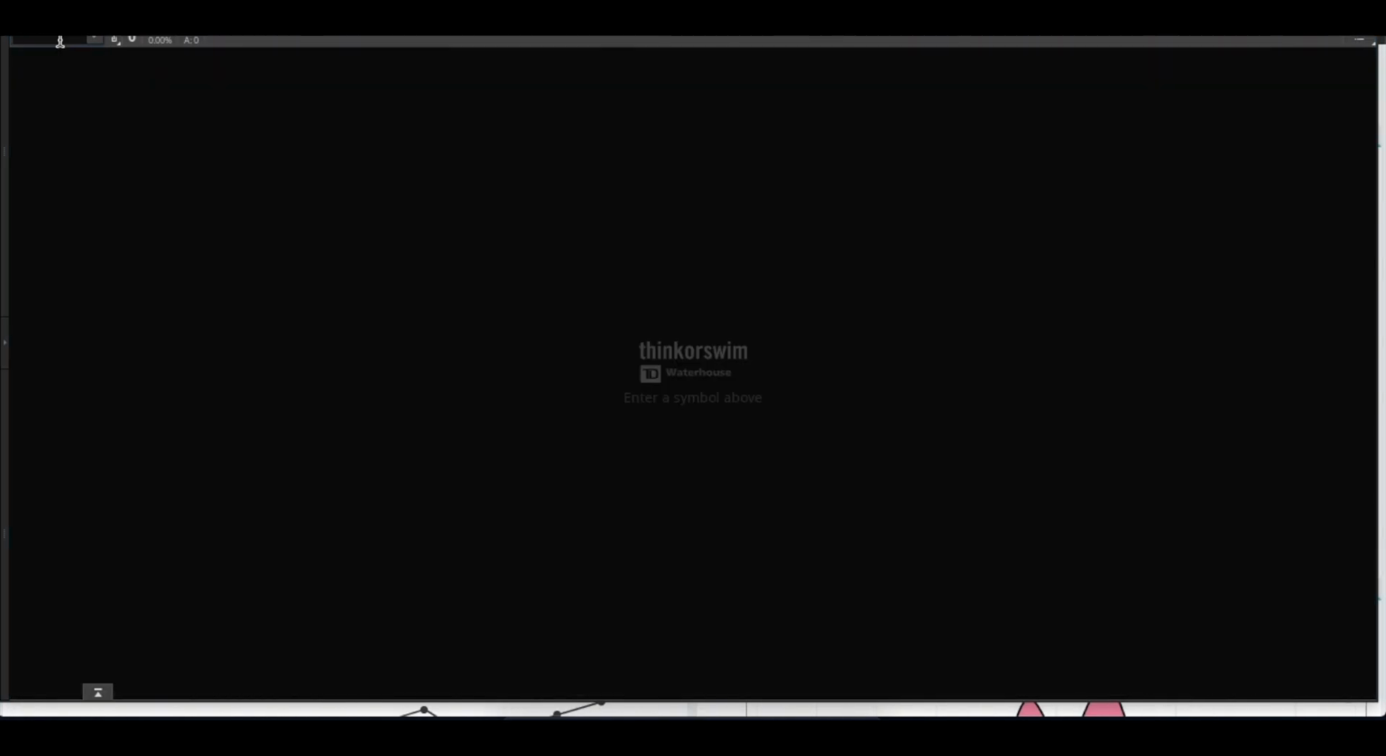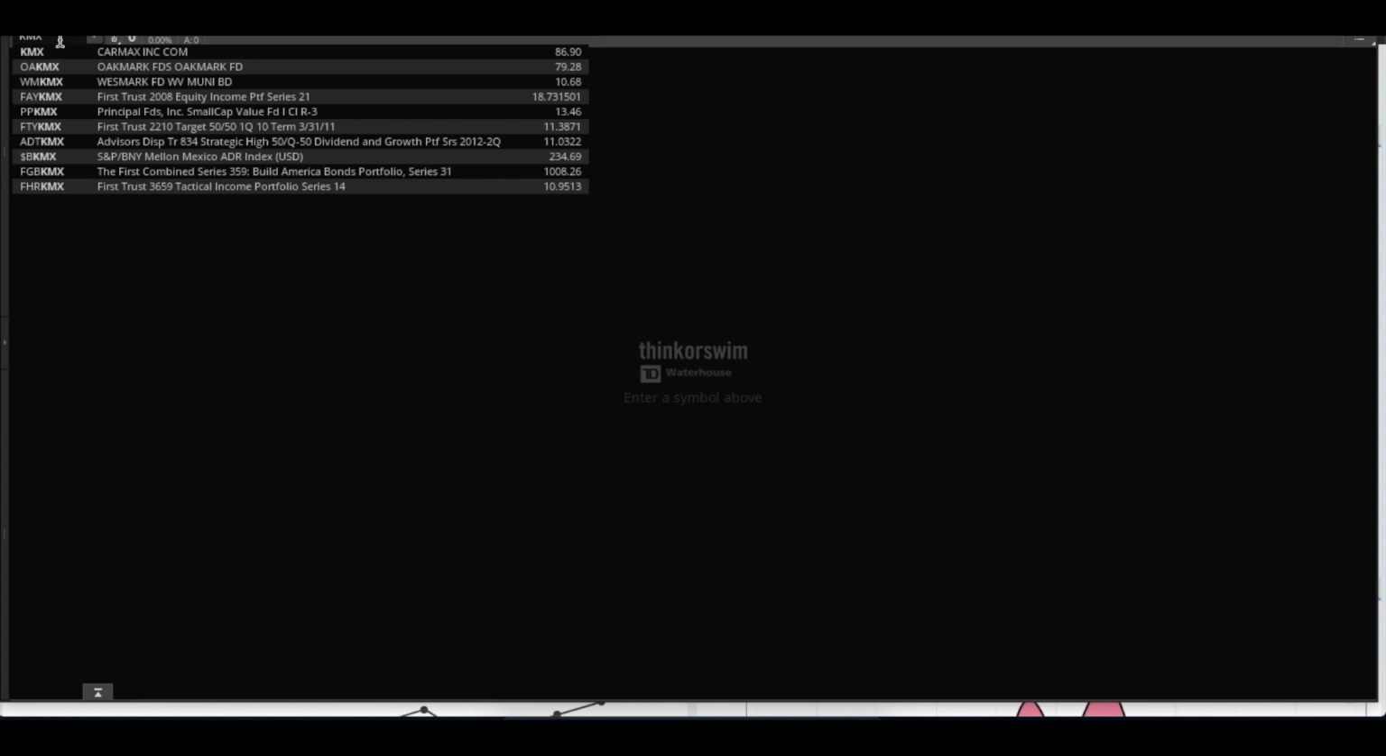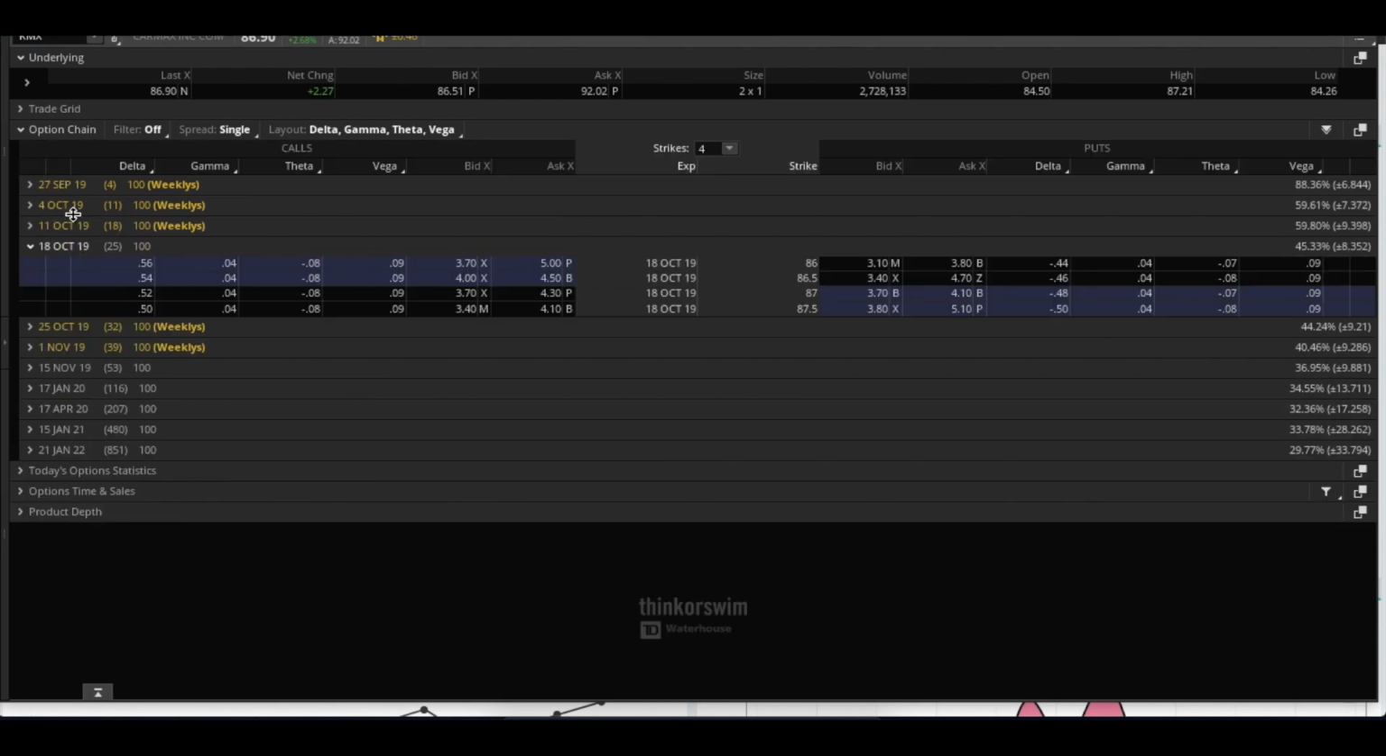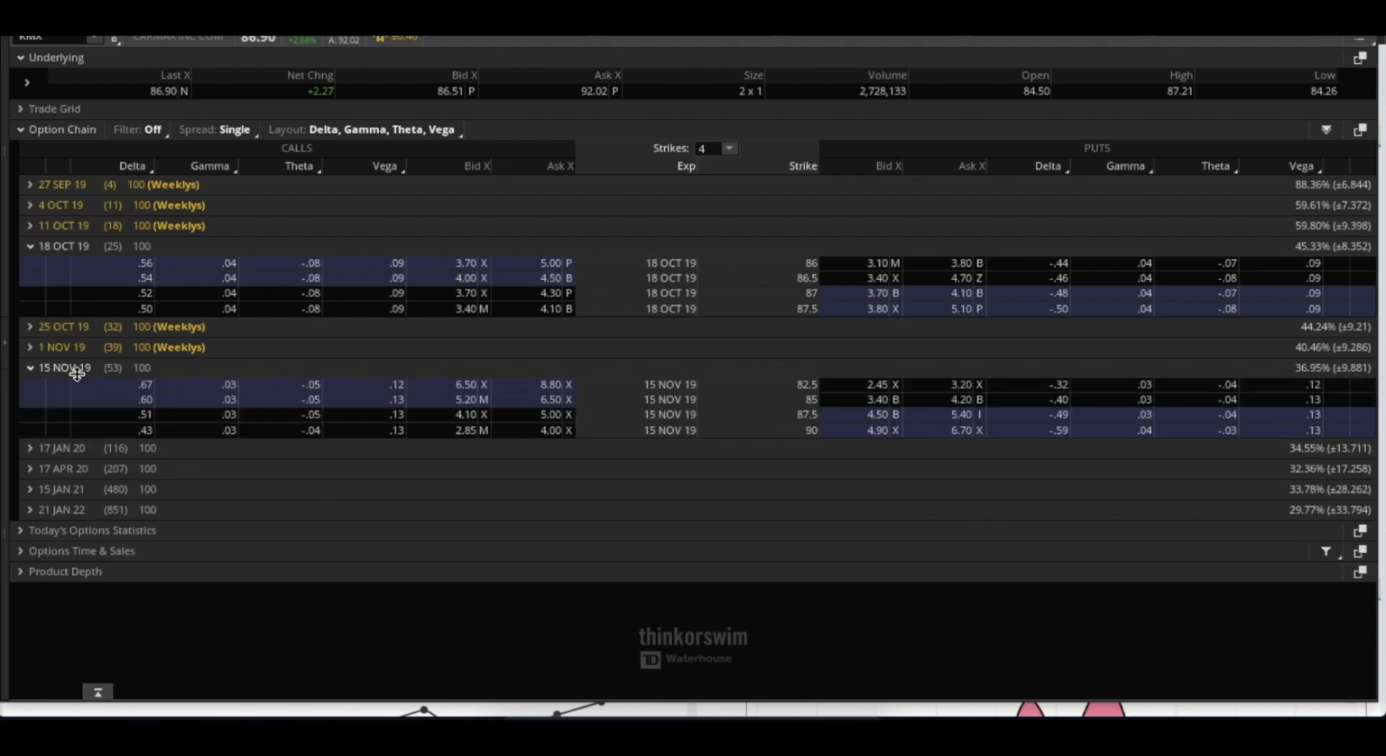So the way we do this is we find 2 option chains that are expiring after the earnings date. For example, KMX is having their earnings tomorrow, September 24th. So we can choose any 2 of these option chains, but for this example, we're going to choose the monthlies. So we're going to choose the October and the November.